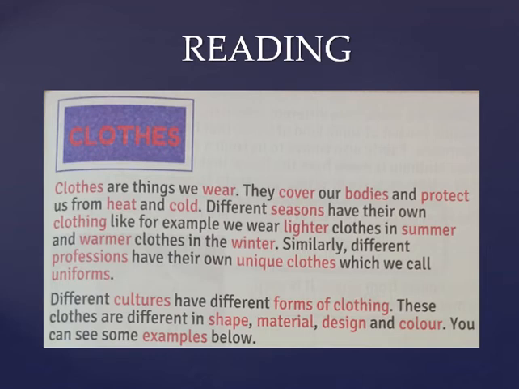Clothes are things we wear. They cover our bodies and protect us from heat and cold. Different seasons have their own clothing, for example we wear lighter clothes in summer and warmer clothes in the winter. Similarly, different professions have their own unique clothes, which we call uniforms. Different cultures have different forms of clothing. These clothes are different in shape, material, design, and color.